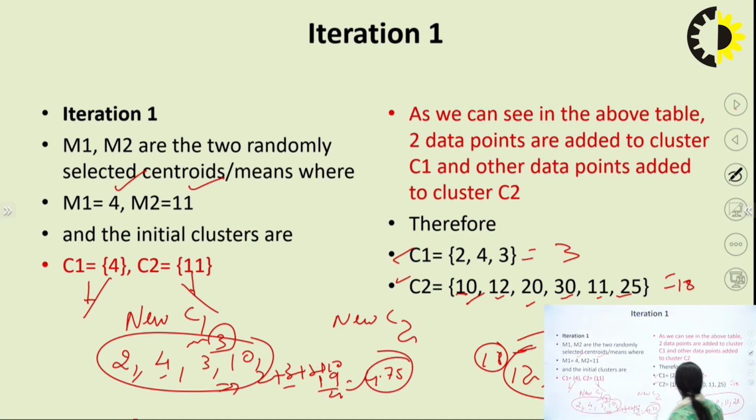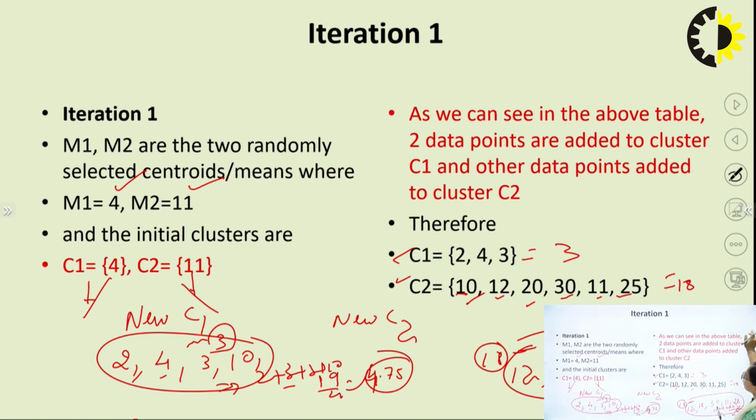4.75 is our new average of C1, and 12 plus 18 plus, again we are just finding average, you can do it on your own, divided by 5 gives us 19.6. So our new centroid is 4.75 and 19.6, right?